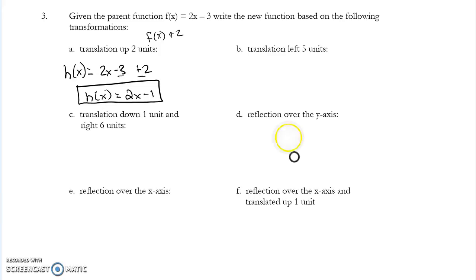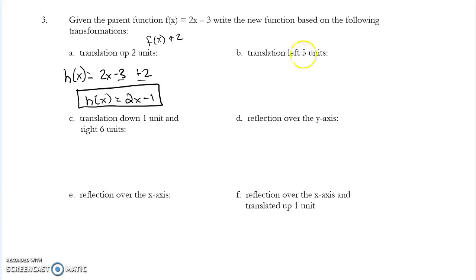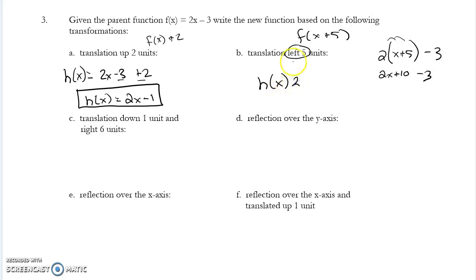So I'll describe part B real quick here. It's a translation left 5 units, so f of x is going to be x plus 5, which means, and I'll do this off to the side here, I'm taking 2 times x plus 5. I'm basically substituting x plus 5 in for x, minus 3. So I'll have to distribute, 2x plus 10 minus 3, and combine like terms. My new function, h of x, is going to be equal to 2x plus 7. That's going to represent the shift to the left 5 units.